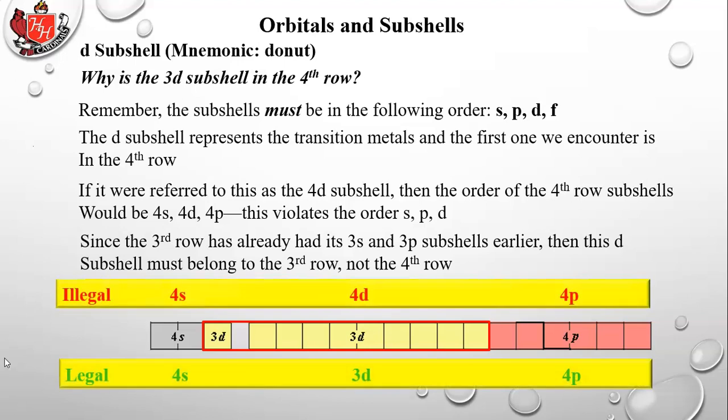So illegal is to call it 4s, 4d, 4p. Again, even though it's in the 4th row, it's not called the 4d orbital. That's illegal. SDP is illegal. Down below, legal is to call it 4s, 3d, 4p. That's the proper order orbital.